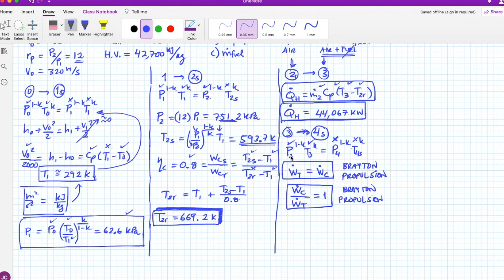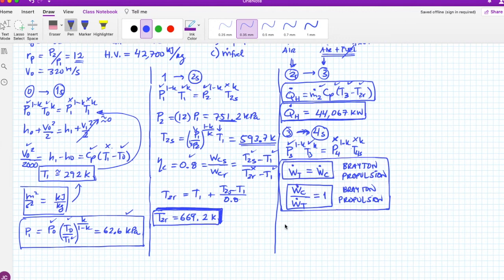Well, okay, this is very much important for this type of problems. It won't appear in the tests. They won't tell you, okay, so remember that the power from the turbine goes completely to the compressor. They won't say that. So you need to remember this for this type of Brayton cycle. Okay, so with that, I can write this.